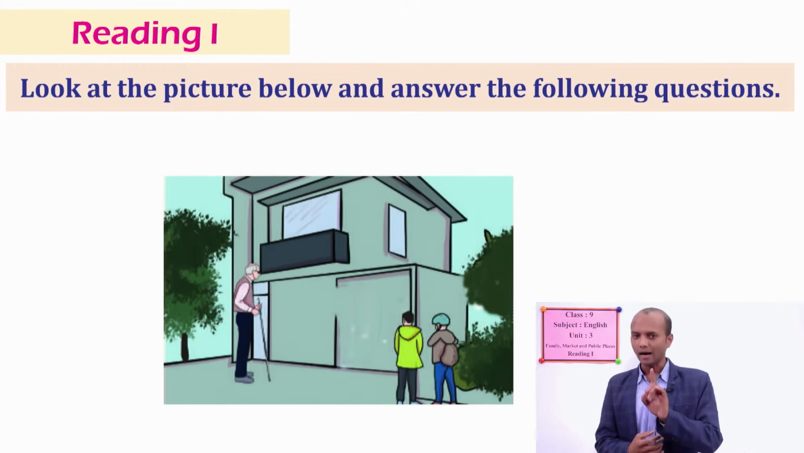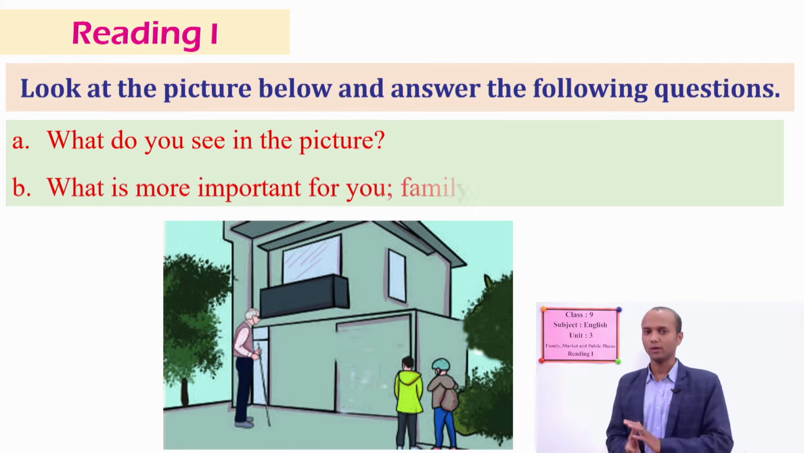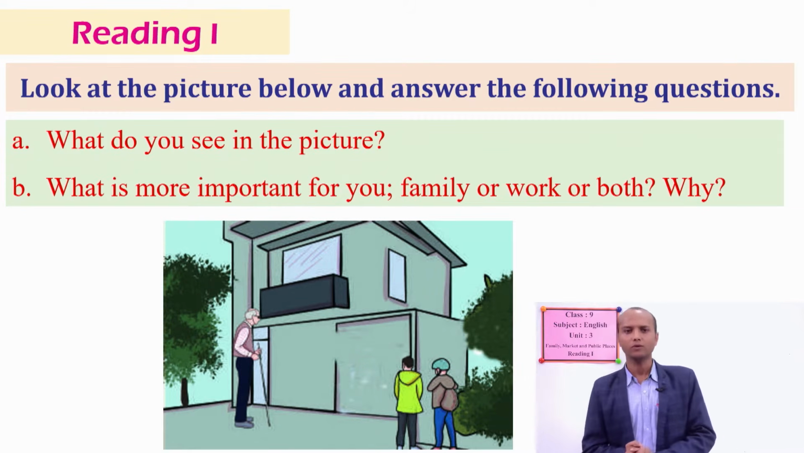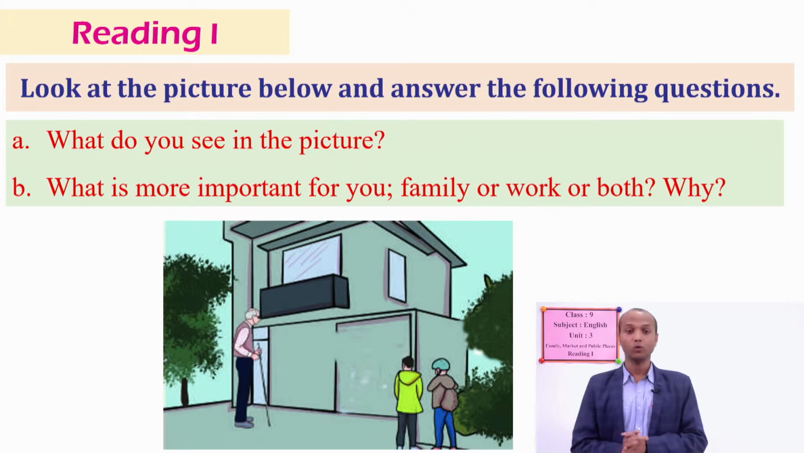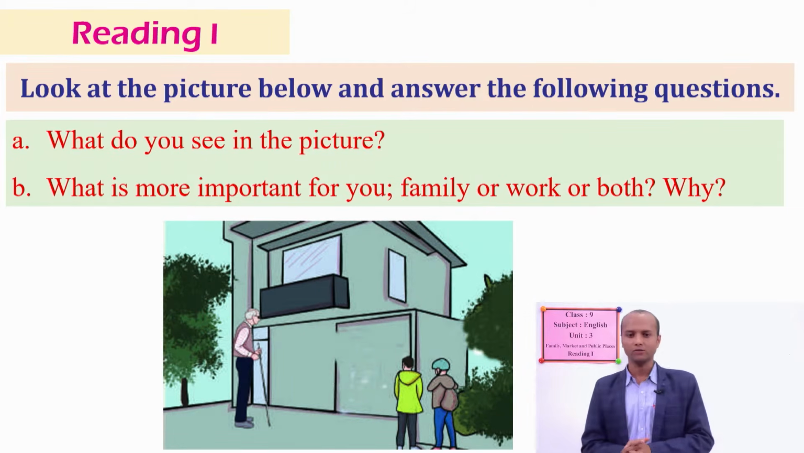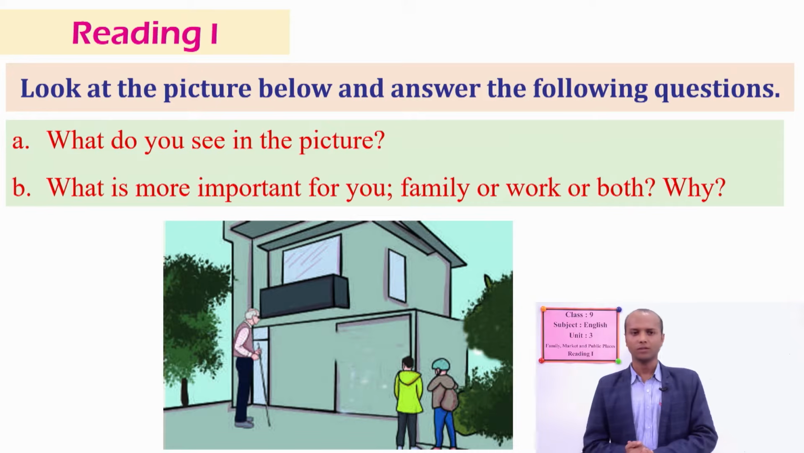Good. Now, based on this picture, you have to answer these 2 questions. Okay. The first is related to your picture. What do you see in the picture? What is she there? Yes, definitely. There is a house. An old man is there with a walking stick, and 2 small kids are also there. Yes? So you are right. Let's see question number B.